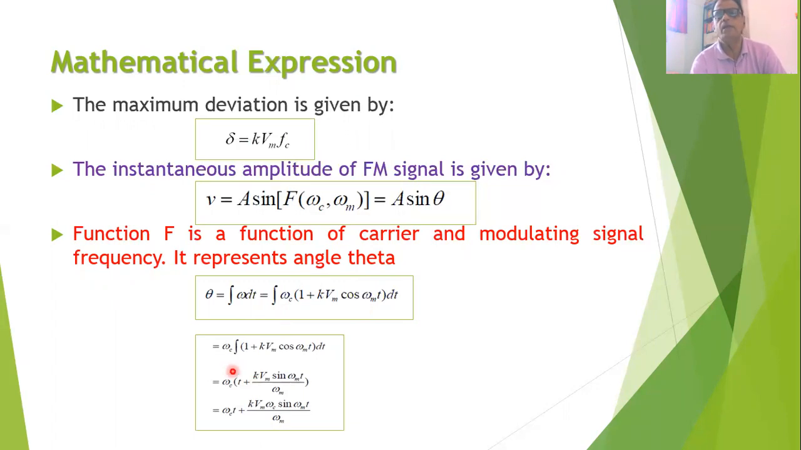Omega c can be taken out of the integration sign, in the bracket 1 plus k times Vm cos of omega mt into dt. So it is nothing but omega c in the bracket of integration of 1, which is t, plus k times the integration of cos of omega mt, which is sine of omega mt divided by omega m. So it is nothing but omega ct plus k times Vm omega c sine of omega mt divided by omega m.